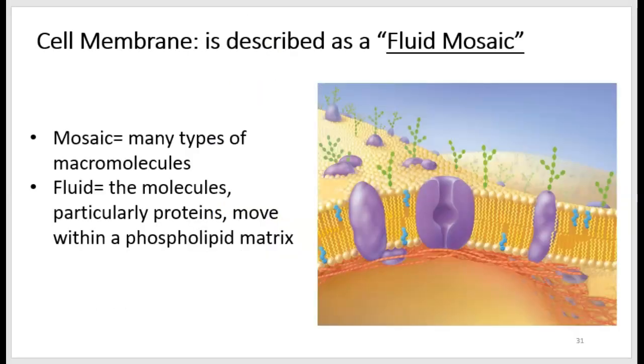The structure of a cell membrane is often described as a fluid mosaic. What this means is that it is a mosaic in terms of having multiple types of compounds present, and fluid in the sense that molecules or compounds can move or change position within the fluidity of the membrane. The purple transmembrane proteins that you see in this diagram can move about within the phospholipid bilayer. The phospholipids can also move.